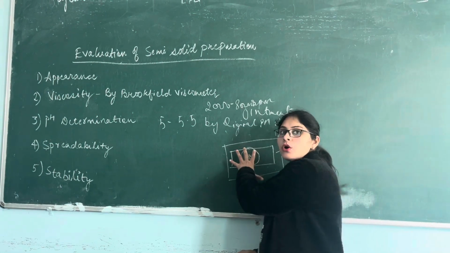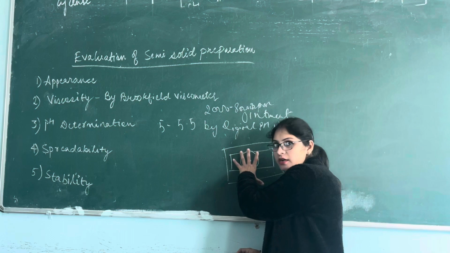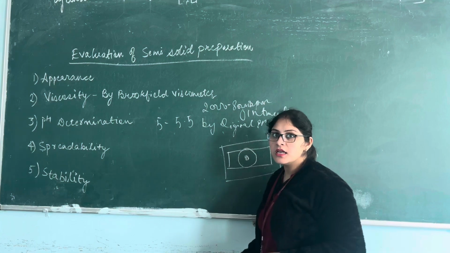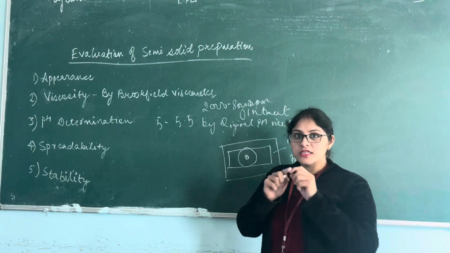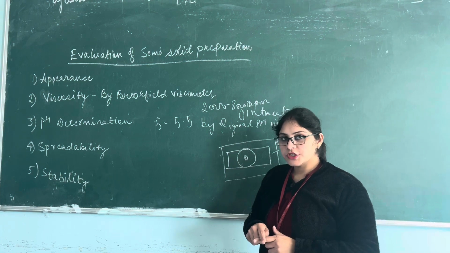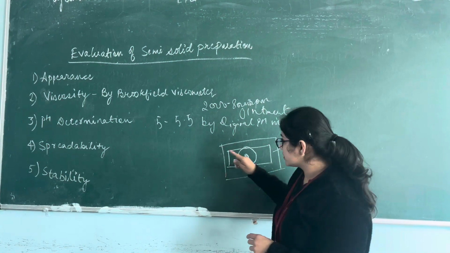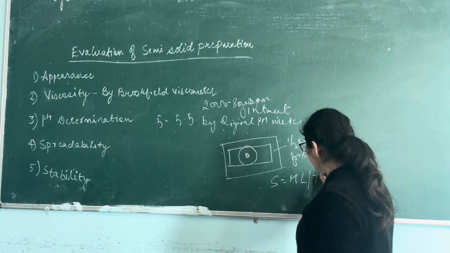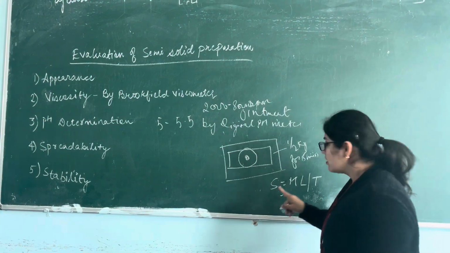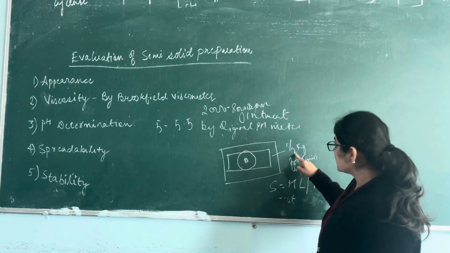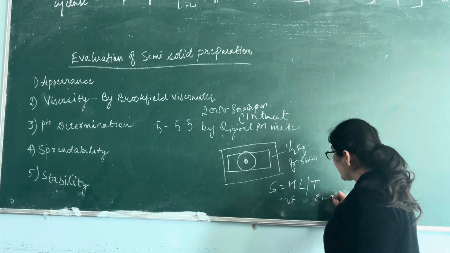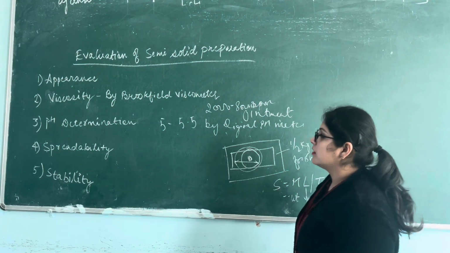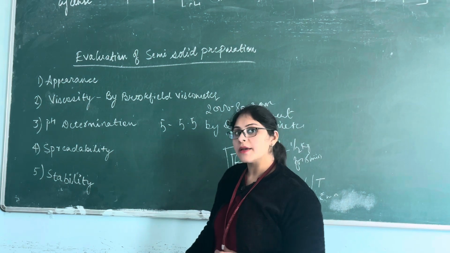Then the amount of ointment, cream or gel spread on this circle, we measure the length and the width of the circle by using a scale. This shows how much of the gel or ointment spread beyond this 2 cm circle, and it is calculated by the formula S = m × l / t, where S is the spreadability, m is the weight, that is half kg, t is the time, 5 minutes, and l is the length of the circle. So we note down the length of the circle. By this we note the spreadability of the semi-solid dosage form.